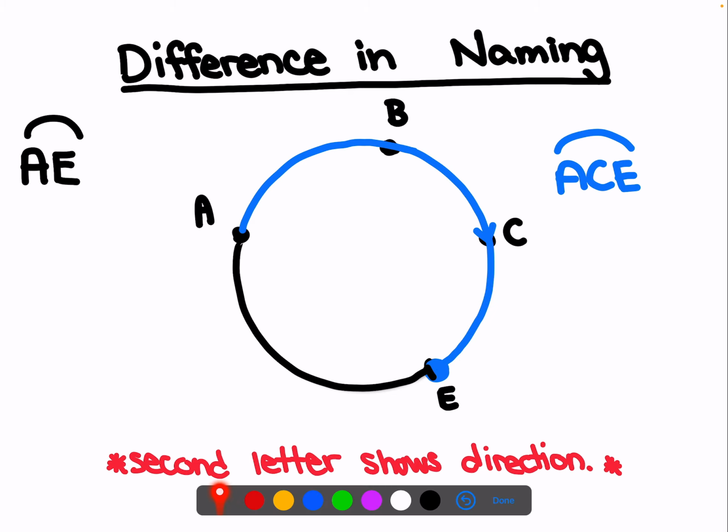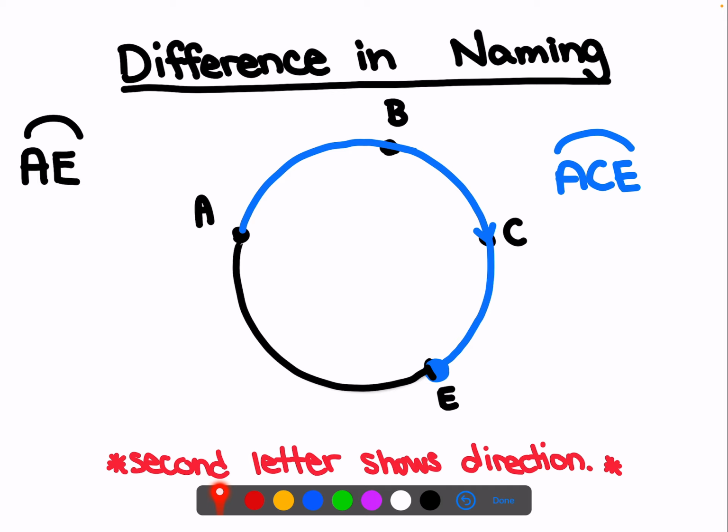That's the difference in naming, and that's very important when you're dealing with arcs. When they tell you an arc, you need to know what arc they're talking about. So just keep that in mind. First letter is starting point, second letter is direction, last letter is endpoint. So just keep that in mind as you try these out.